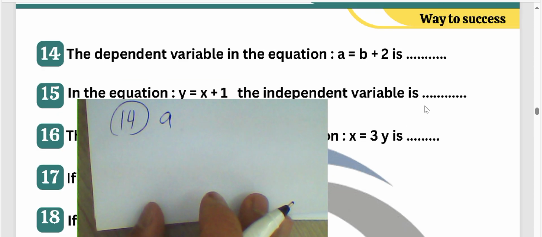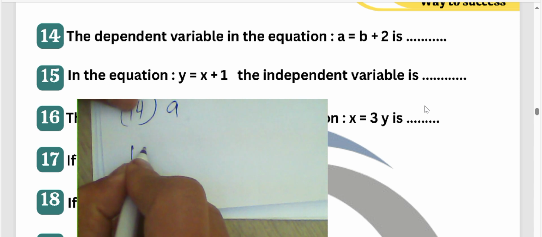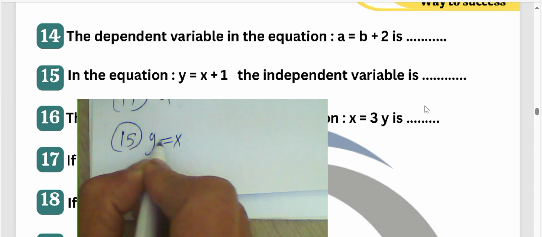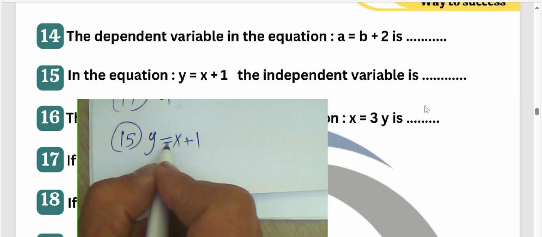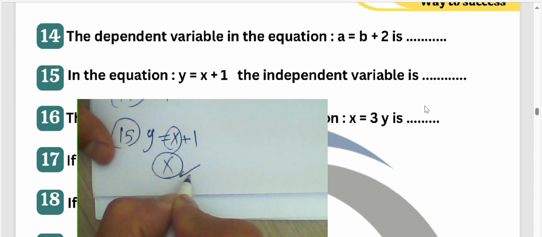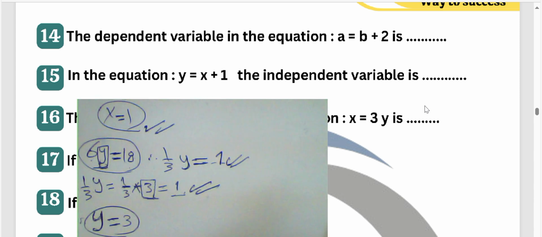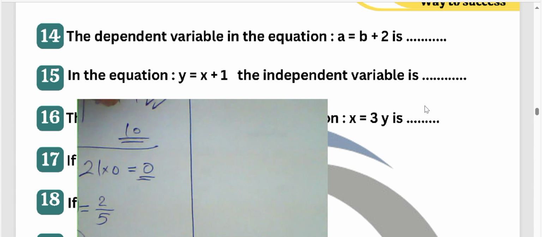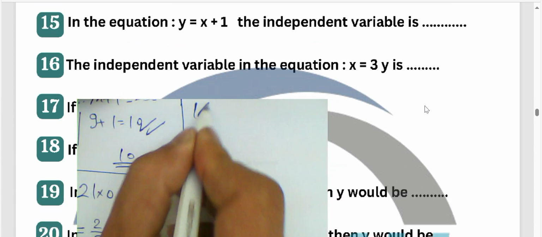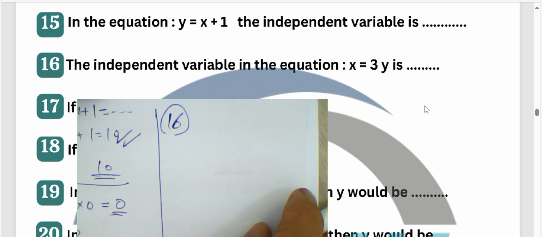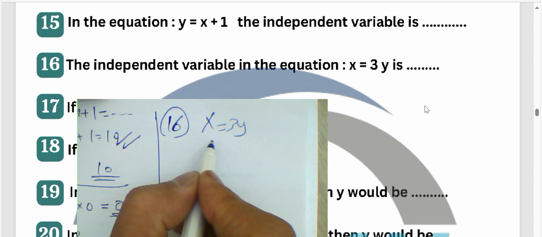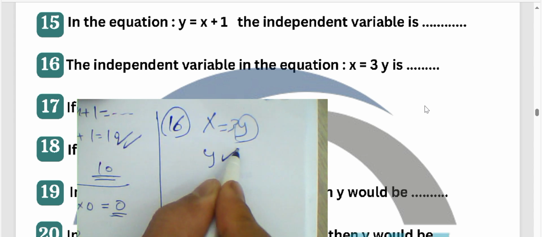Question 15. In the equation y equals x plus 1, the independent variable here is x. X here we call independent. Write x in the space. Next question, number 16. The independent variable in x equals 3y. The independent here is y. Write y in the space.